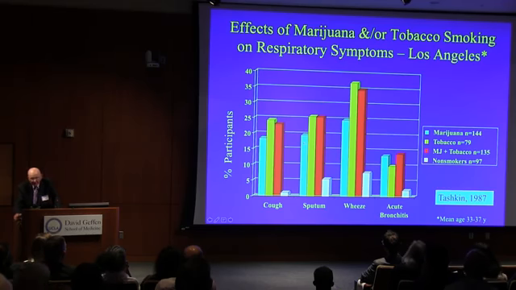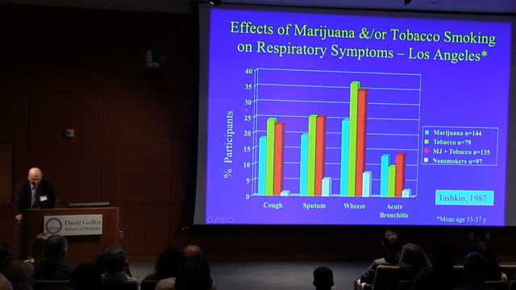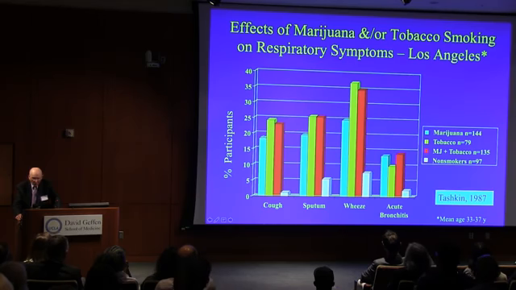and sputum. Now, this is not just any cough or sputum. This is cough on most days for a few months out of the year, at least for 2 or more years. So that's how we define chronic bronchitis: cough and sputum over those periods of time. They also had an increased incidence of acute chest illnesses compared to the non-smokers. It did not appear to be much difference between the marijuana-only smokers and the tobacco-only smokers, and there did not appear to be any additive effects of the two substances when smoked together.